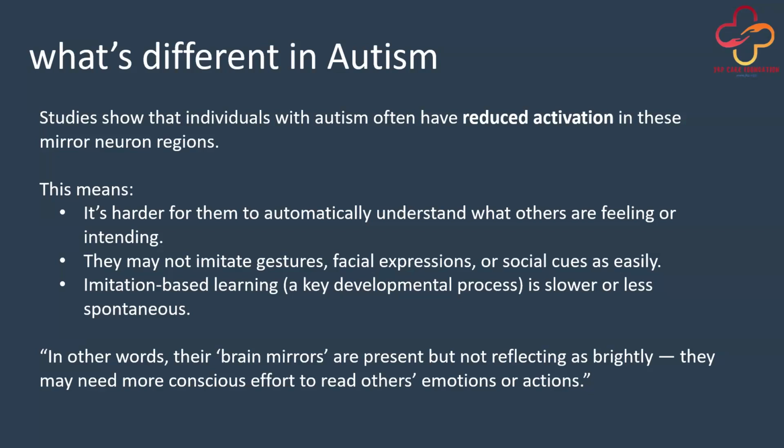It's a development process. But when mirror neurons are less activated, in autism, children find it difficult to imitate. Children find it difficult to understand your gestures. They find it difficult to understand empathy. In other words, the brain's mirrors are present, but not reflecting as brightly. They are present in the brain in autism also, but they may need more conscious effort to read others.